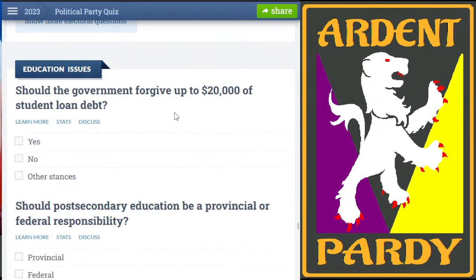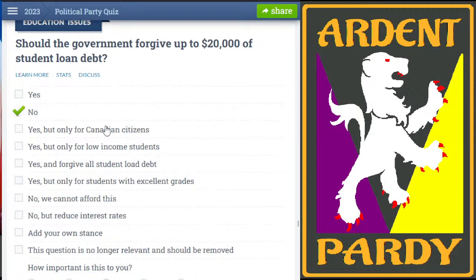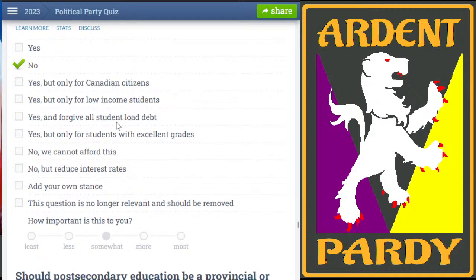Sorry. Should the government forgive student loan debt? No, you made the choice. I can't believe this is even an option, but only for Canadian citizens. Only for low income? No. Forgive all student loan debt. Somebody didn't actually achieve their potential. Only for students with excellent grades. Actually, that's not a bad choice. Because if you give somebody the incentive to actually do well, but I think it would be students with excellent grades who actually go on to use those programs, to use the knowledge they pick up.